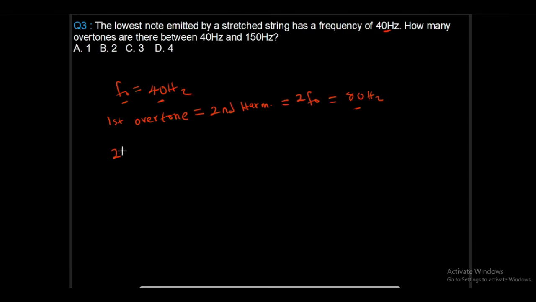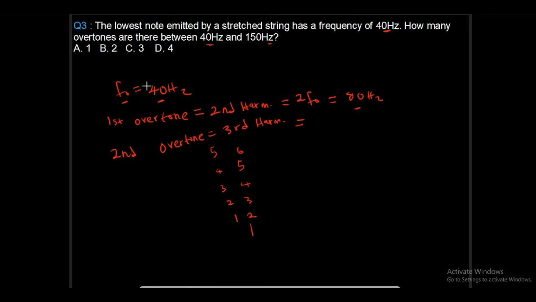Now second overtone, let's see if second overtone is going to fall in between 40 and 150. So second overtone being equal to third harmonic. Don't forget our trick here. To know the corresponding overtone, just write down your harmonics. First harmonic, second harmonic, third harmonic, fourth harmonic, fifth, so on and so forth. Then for the overtones, we start from here. 1, 2, 3, 4, 5. So first overtone, second harmonic, second overtone, third harmonic.